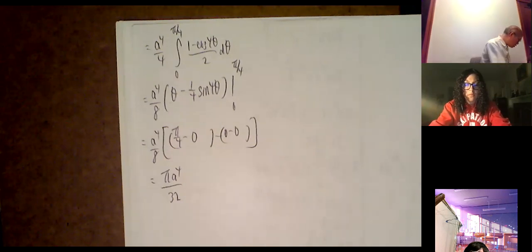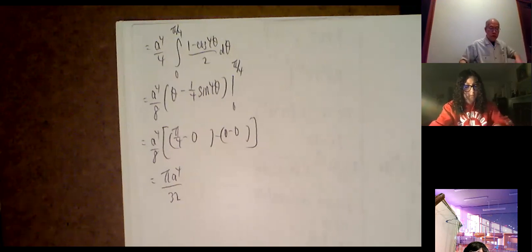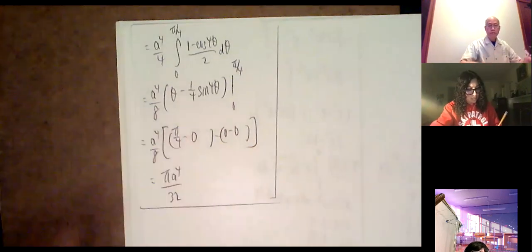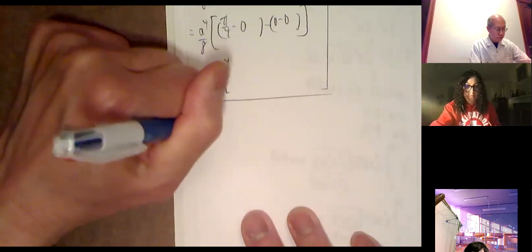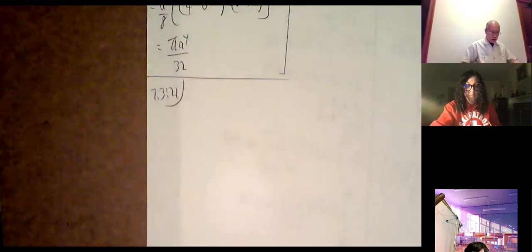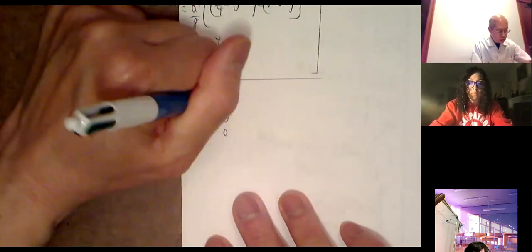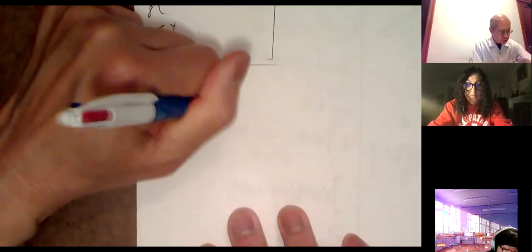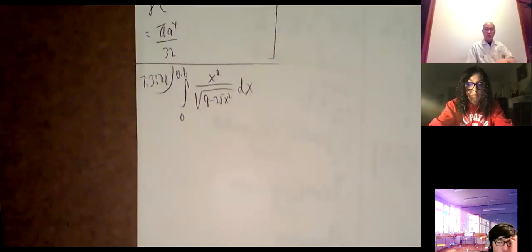And 7.321. Okay. Integral from 0 to 0.6 of x squared over the square root of (9 minus 25x squared) dx.